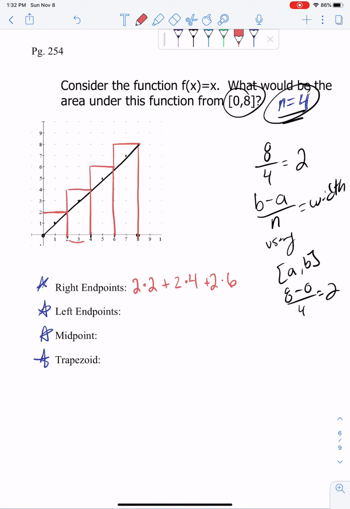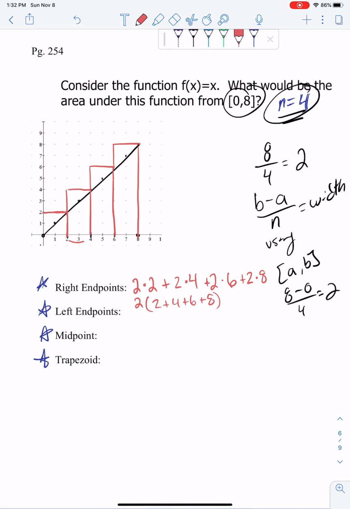And then my last rectangle is 2 wide, but it's 8 tall. So I'm going to do 2 times 2 plus 2 times 4 plus 2 times 6 plus 2 times 8. And hopefully you're recognizing that all of these are the same width. So all of them are going to be multiplied by 2. And really, all I have to do is add the heights together, right? Because all of these heights are being multiplied by 2.